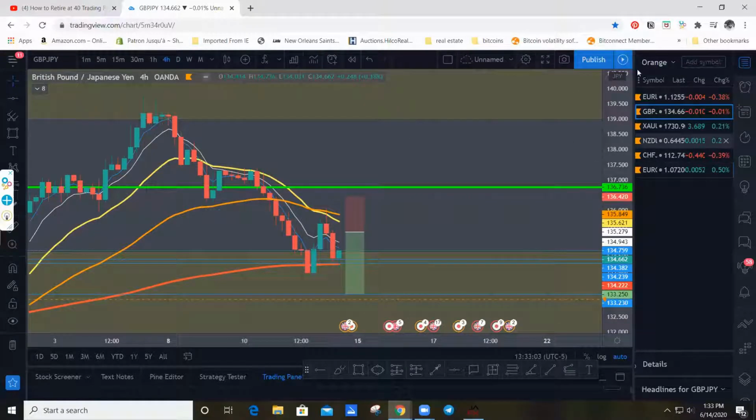Any other pair you want to look at? Add to the list. We looked at GU. GU? Yeah.